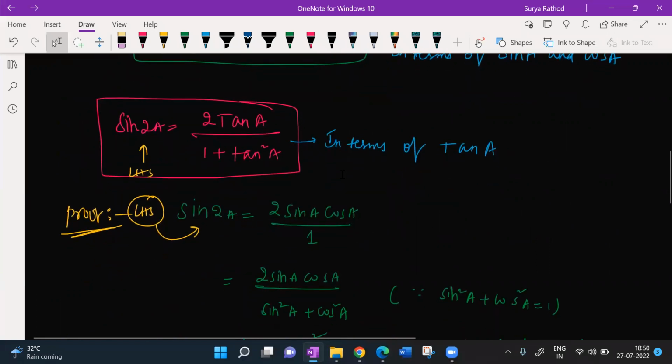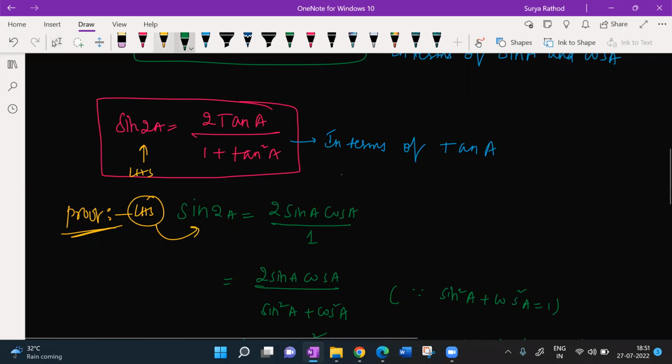In the numerator, why did you write 2 tan A is equal to 2 sin A into cos A by 1? Can you please repeat the question again? 2 tan A, why did I write 2 sin A cos A? Yes, sir. You are not listening in the class.